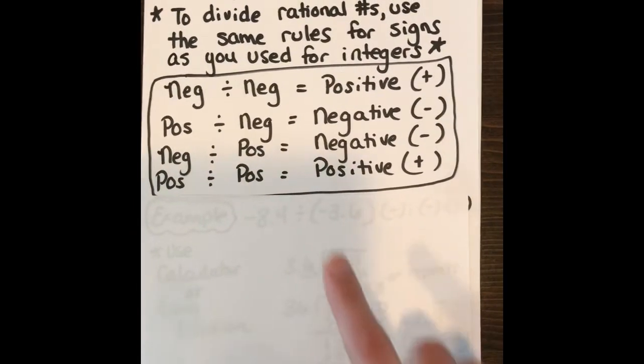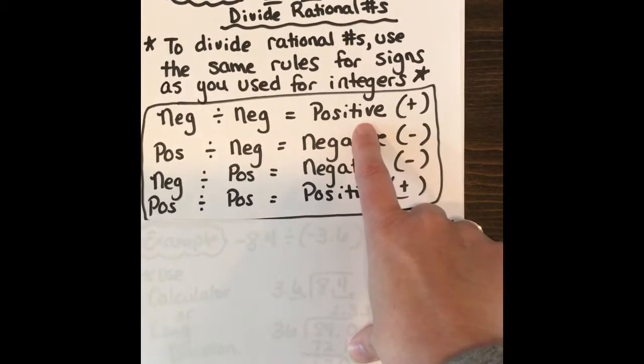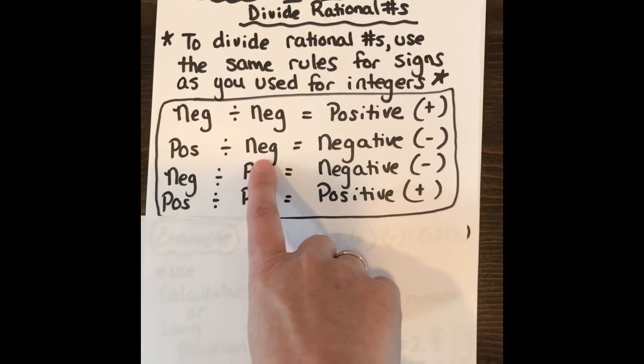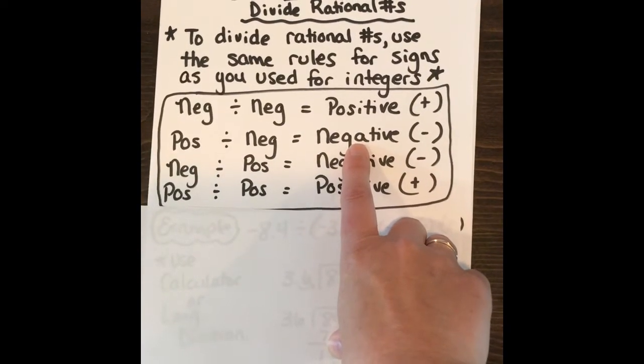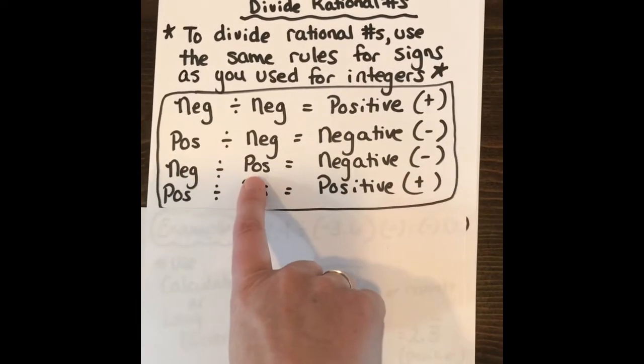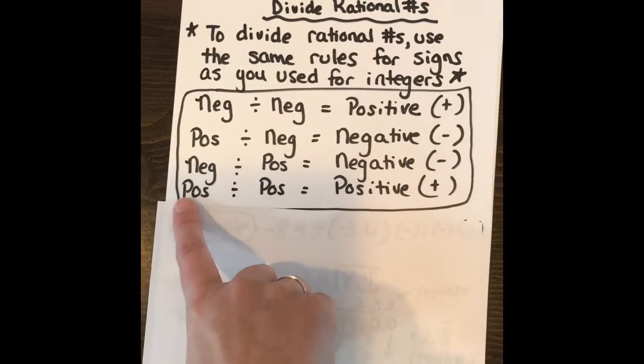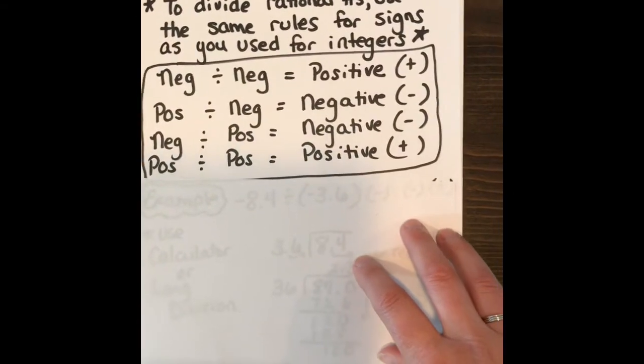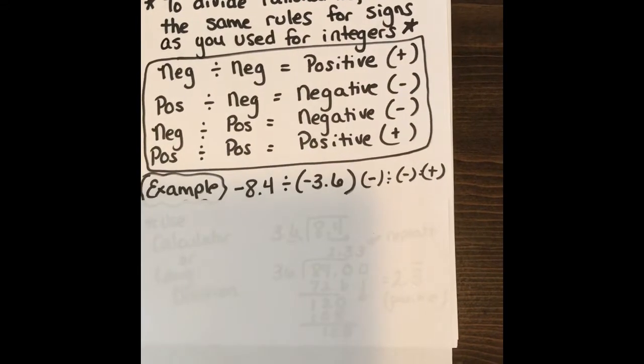If you have a negative divided by a negative, your answer is going to be positive. If you have a positive divided by a negative, your answer will be negative. Negative divided by a positive, your answer will be negative, and obviously a positive divided by a positive would be positive. So let's look at this example.